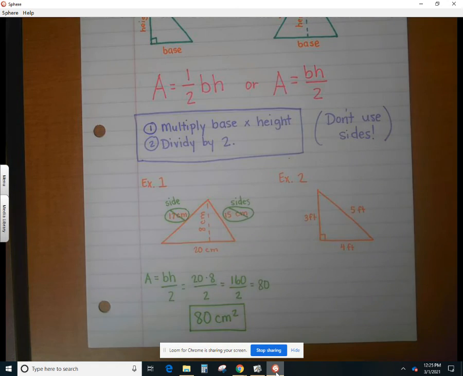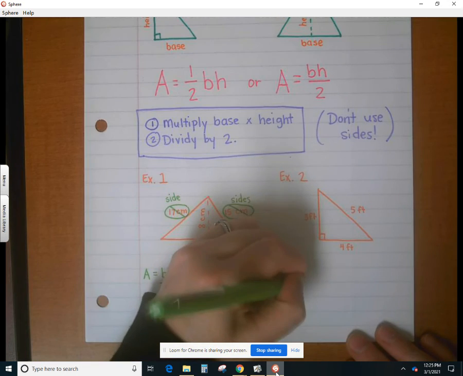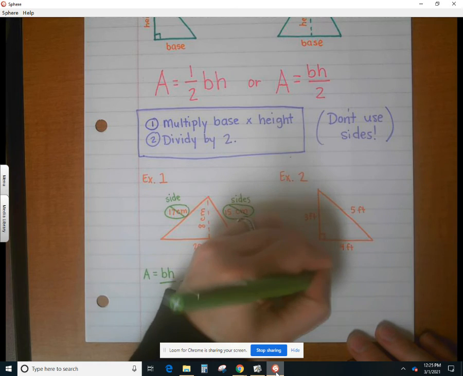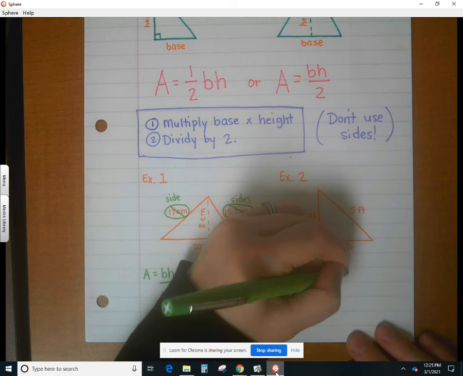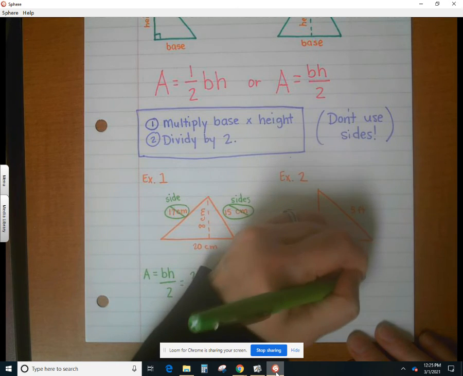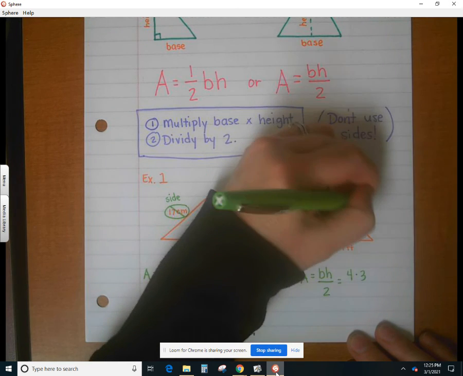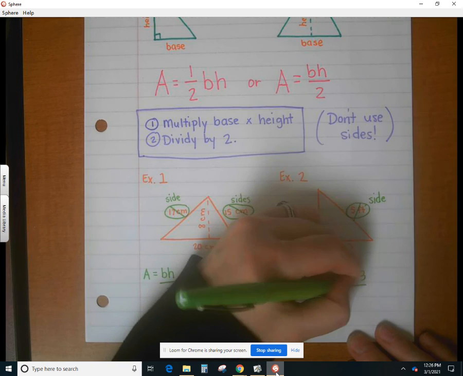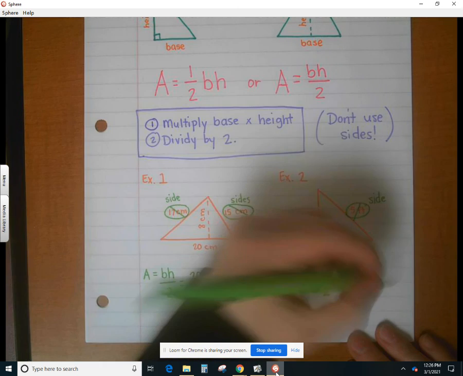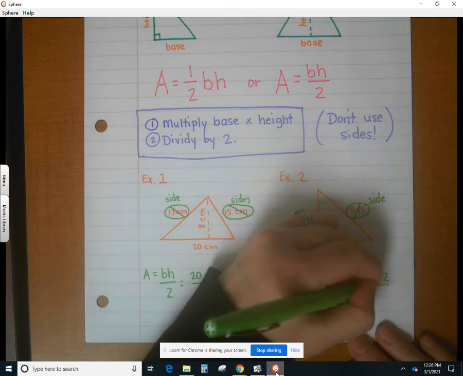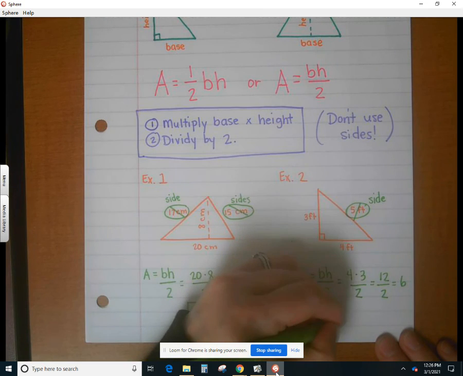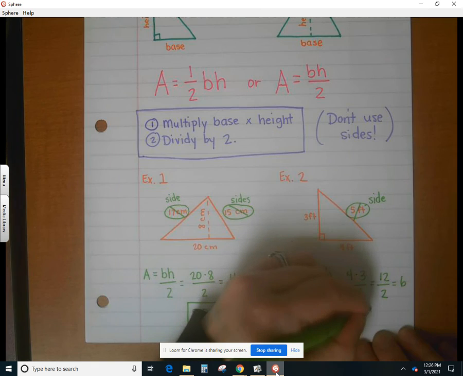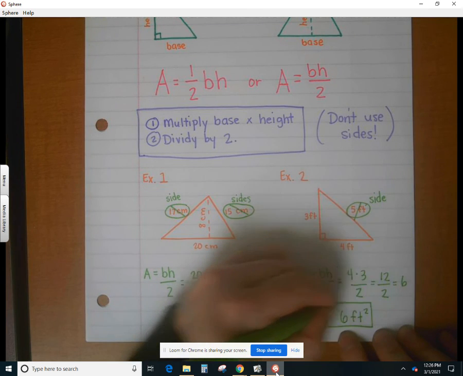Okay, on this next one, it's also a triangle, so I'm still going to be using this same formula. My base is 4, and my height is 3. I'm going to cross off the 5 because it's a side. 4 times 3 is 12, and half of 12 is 6. And so because this was in feet, my answer is 6 square feet.